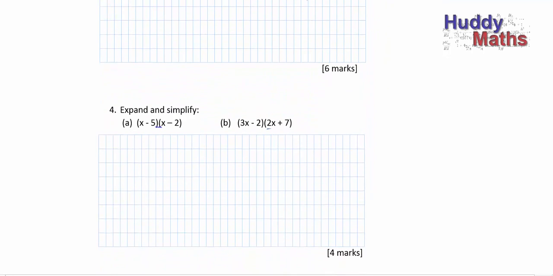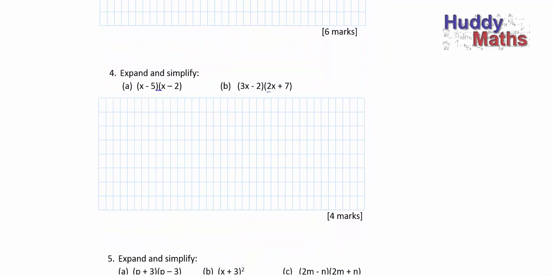Okay, question 4. Some harder expansions. These are all done by the process which we commonly remember as FOIL: first, outers, inners, last. Or in other words, every term in the first bracket multiplied by everything in the second bracket.